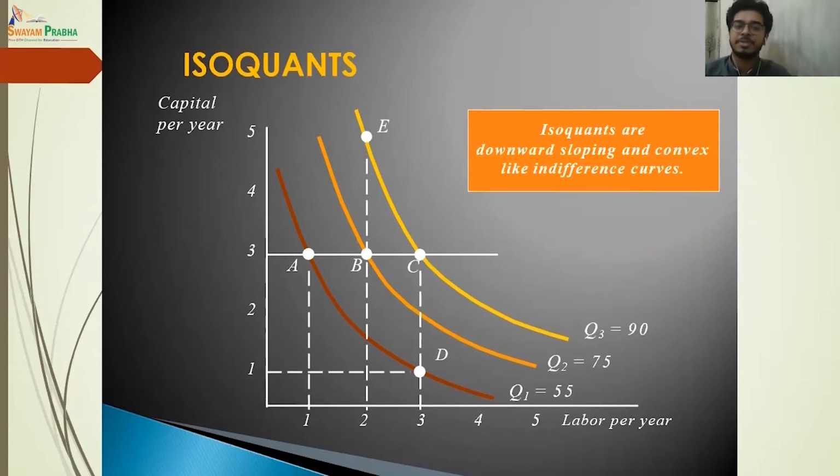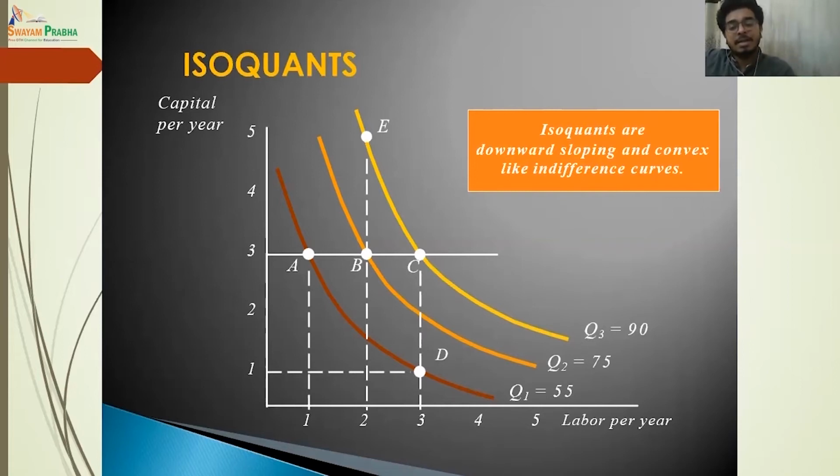It's the same as what we studied in consumer behavior: more is better. Keeping one commodity the same, I increase the consumption of the other commodity. If I have 5 apples and 5 oranges, and compared to that I have 8 apples and 5 oranges, I will be happier, right? And I move to a higher indifference curve when I am happier. The same thing happens here: with 1 labor and 3 capital, that particular production unit produces 55 units of output.